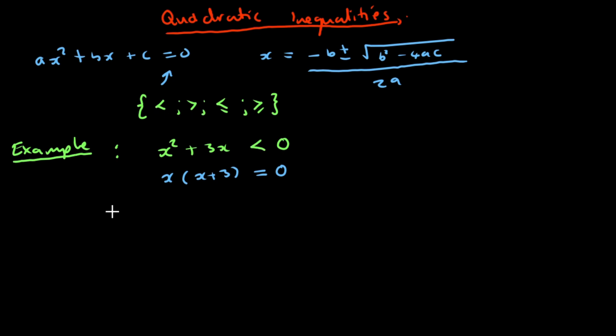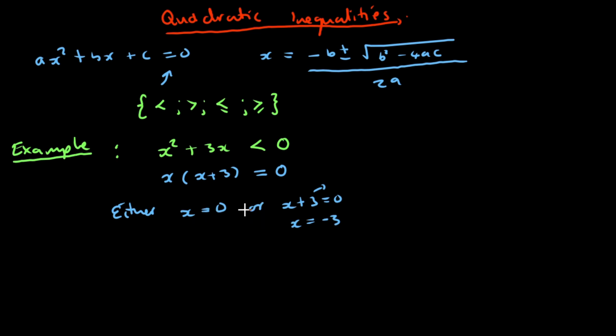And then I will have either x is equal to 0 or x plus 3 is equal to 0. That's how we actually solve these equations, right? Then it means that we take 3 to the other side, just like how we solve normal linear equations. This is a linear equation now. Then this one becomes -3. So we have 2 points, -3 and 0.